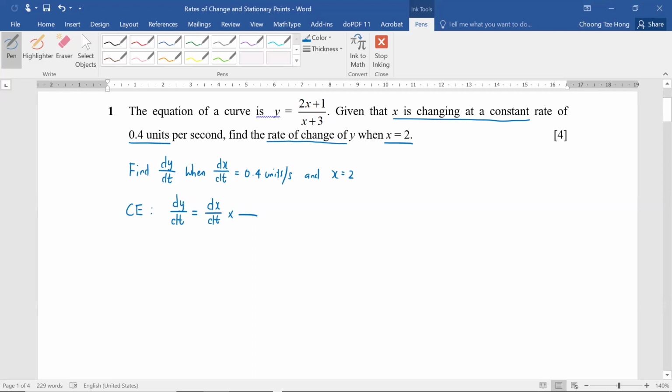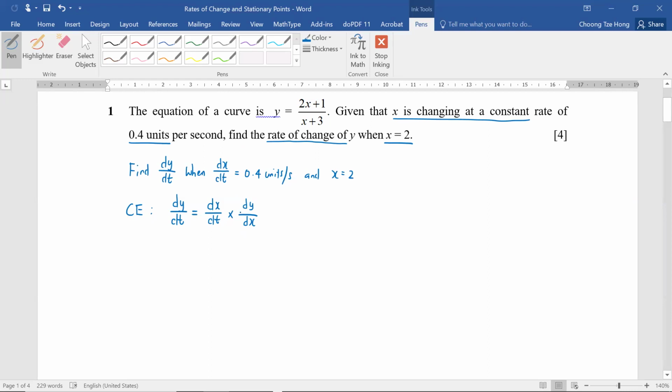On the left side we want dy at the top, so over here we definitely need to introduce a dy at the top. But on the left side you don't have dx, so dx will go at the bottom here, so that the dx will cancel off, and we'll be left with dy over dt on the right side as well. So this is the connected equation.